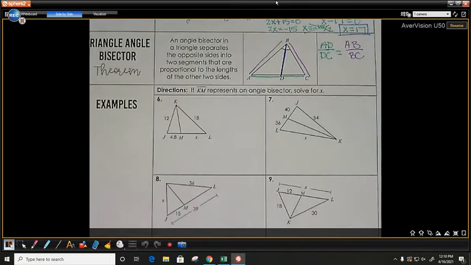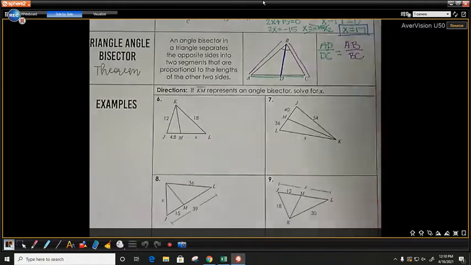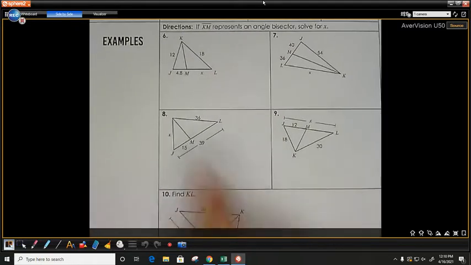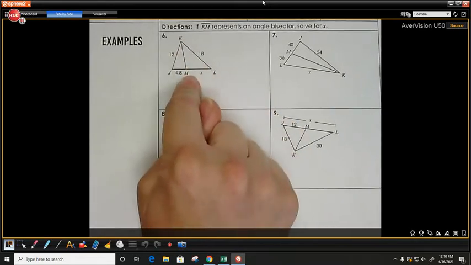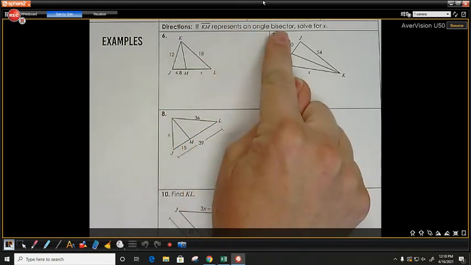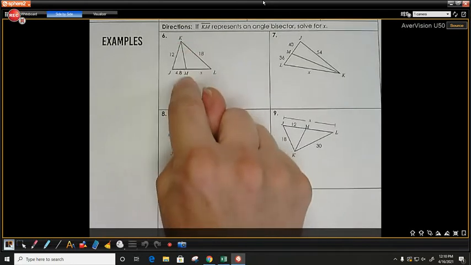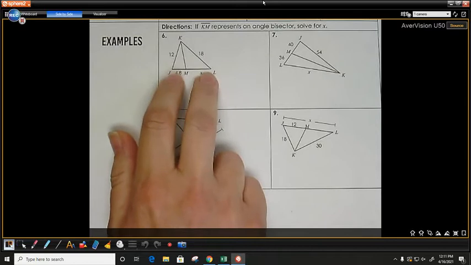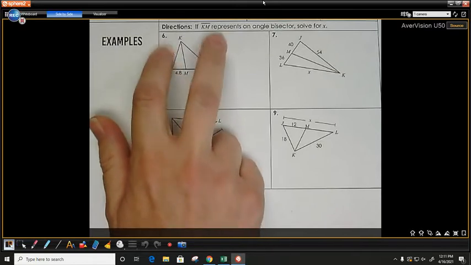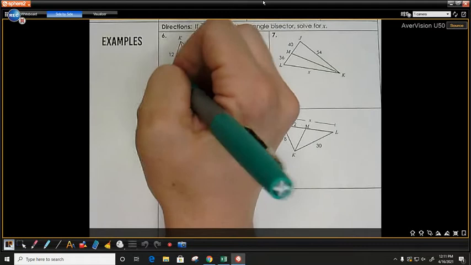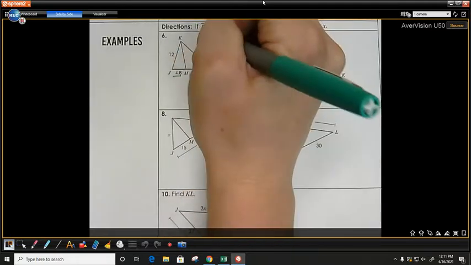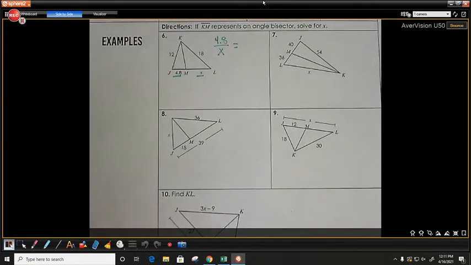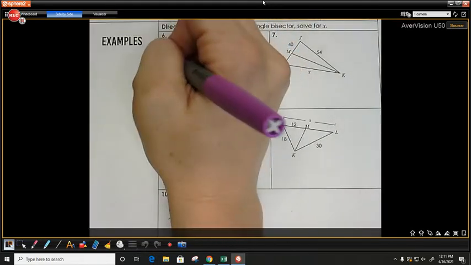Okay. So let's practice some of these. So KM represents an angle bisector. Okay, so KM is an angle bisector, meaning the ratio of these two segments is going to be the same as the ratio of these two sides. So 4.8 over x is going to be equal to 12 over 18.